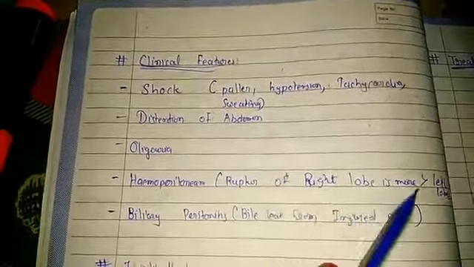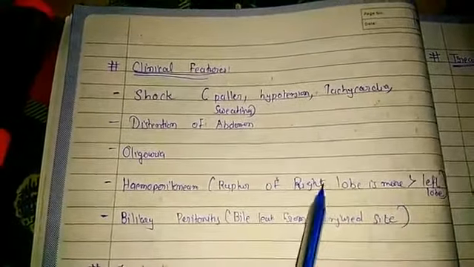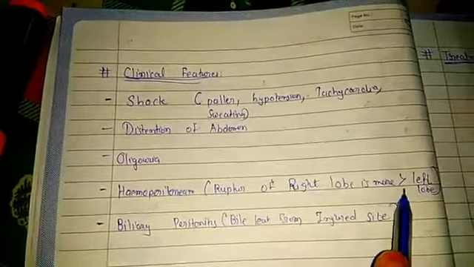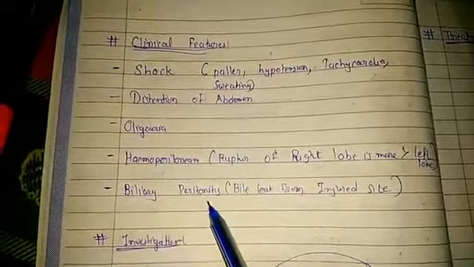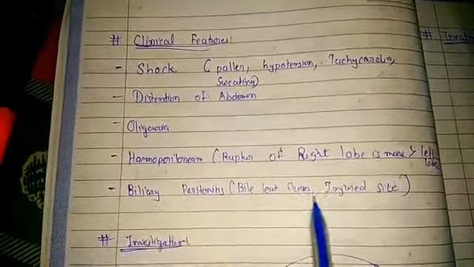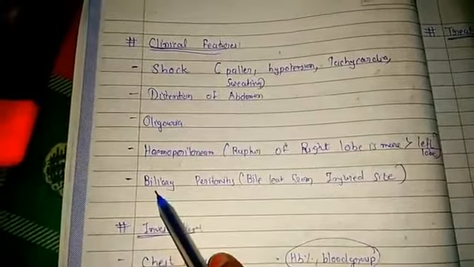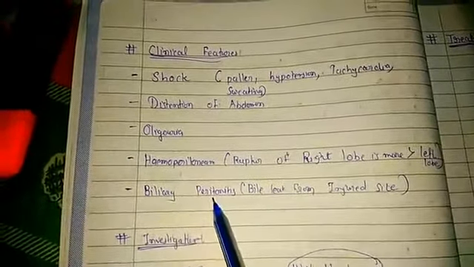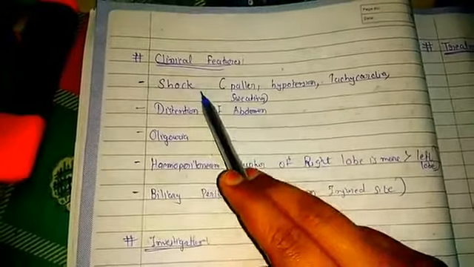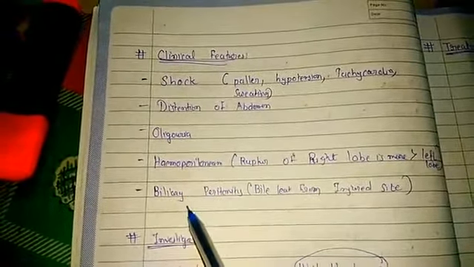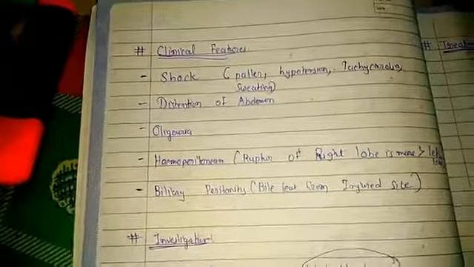Hemoperitoneum: rupture of the right lobe is more than the left lobe, because of the streamline effect. Biliary peritonitis is there. If bile leaks from the injury site, the bile goes into the peritoneum and causes biliary peritonitis. Clinical features: shock, distension of abdomen, oliguria, hemoperitoneum or biliary peritonitis.